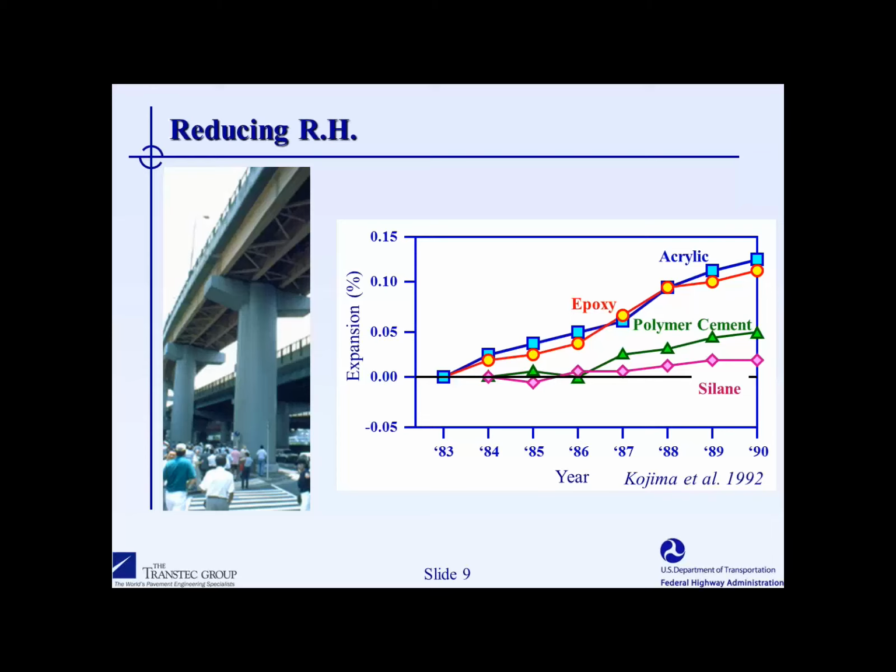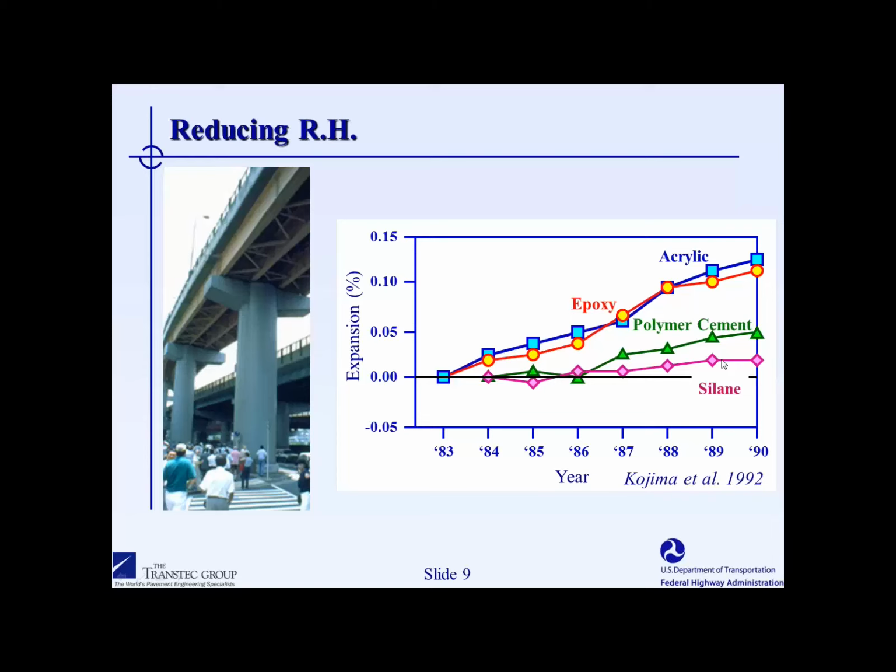This slide shows data from the Hanshin Expressway in Japan, and these ASR affected columns were expanding considerably. In 1983, a series of different treatments were applied to the columns. And what you can see on the graph on the right-hand side is that silane was applied, as well as epoxy, polymer cement, epoxy, and acrylic. And what you can see over the 7-year monitoring period is that the silanes were very effective in reducing the expansion of these columns.